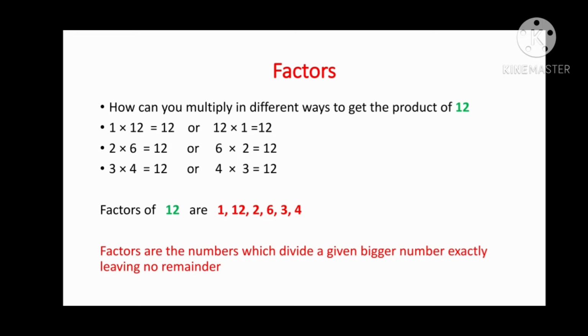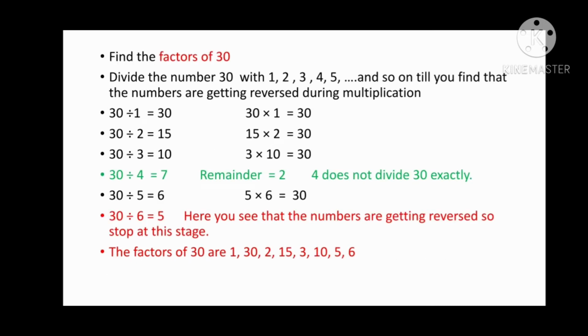Now we take another example where we are finding the factors of 30. 30 we have to divide with 1, 2, 3, 4, 5 and so on till we find the numbers are getting reversed during the multiplication, right? Just take an example. We have to find the factors of 30. First we will divide it with 1. 30 divided by 1 is 30. 30 divided by 2, it is 15. 30 divided by 3, 10. 30 divided by 4, we get 7 as the quotient. But here we have a remainder also.